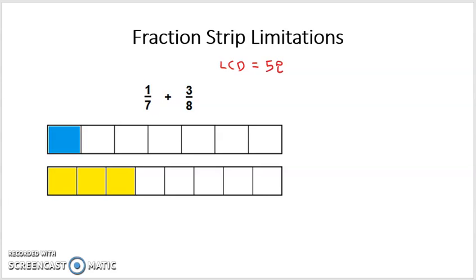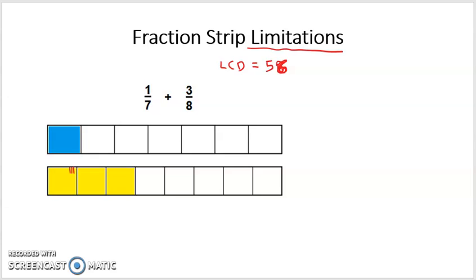And here is the limitation of fraction strips and many manipulatives. There is no fraction strip that's divided into, oh, excuse me, that's a mistake. I was seeing if you're paying attention. 56. There you go. There's no fraction strip that's divided into 56ths. So the usefulness of fraction strips is limited here. When you get numbers that grow larger, you don't have fraction strips divided into 56 different little pieces.